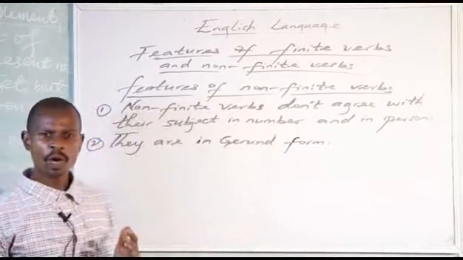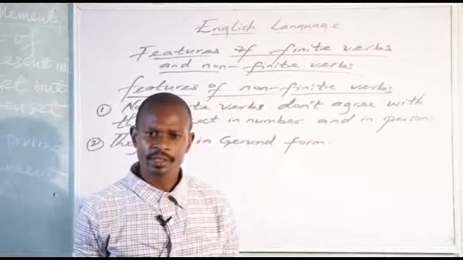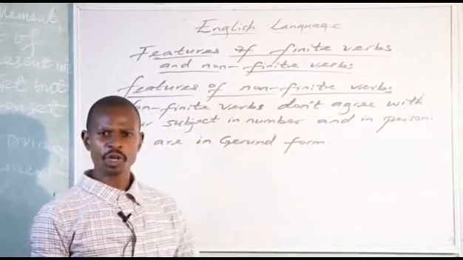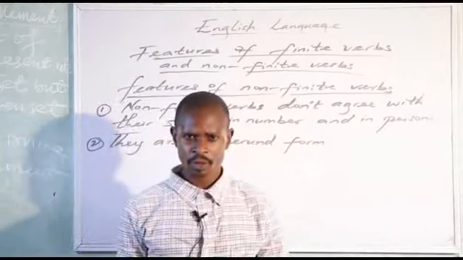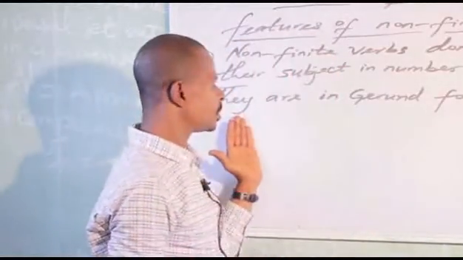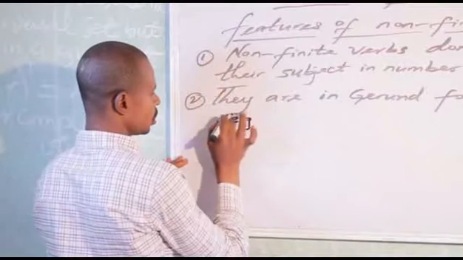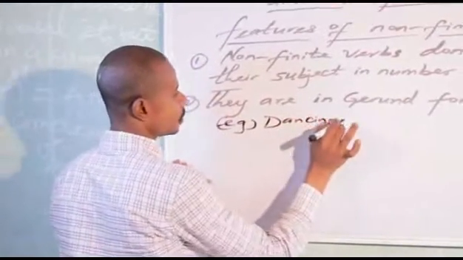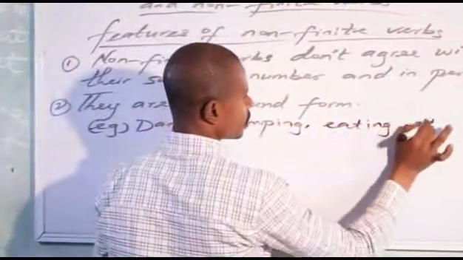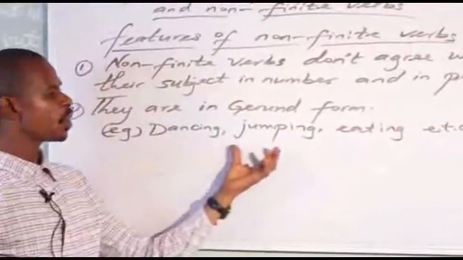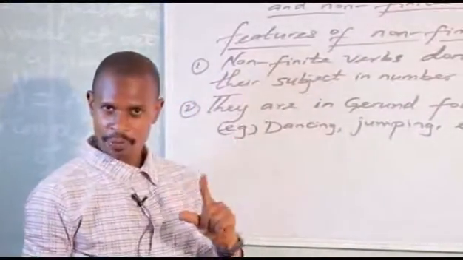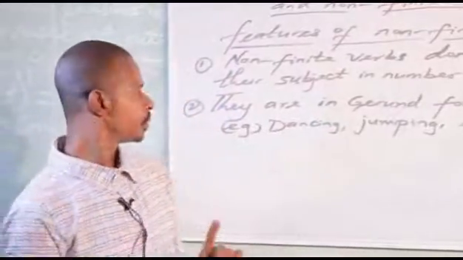That is, what do I mean by gerund? Gerunds are verbs that end with ing. Whenever you see a gerund, that is a continuous verb that starts a sentence, you should know that such can be referred to as a phrase. Okay? Gerund, for example, dancing, jumping, eating, and so on and so forth. Once any of these starts a sentence, the sentence is referred to as a phrase. Mind you, I said a phrase can be likened to a non-finite verb.